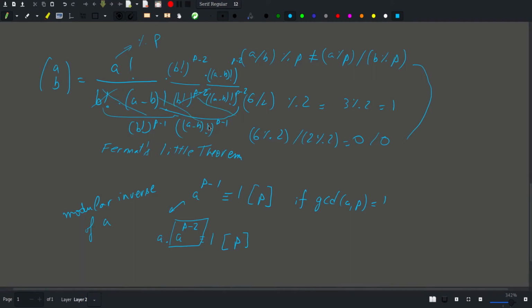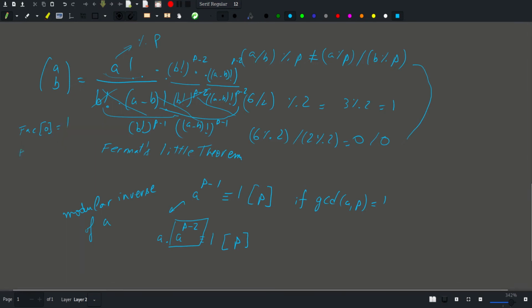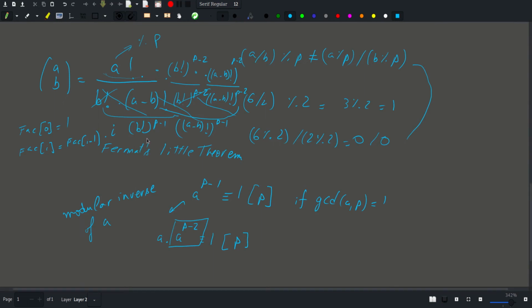So basically we just got rid of our denominator, and all we are left with is the product of these three quantities. And to calculate a factorial, we can do that recursively, so we can just store these values in an array, and we can just say that fac of 0 is equal to 1, then fac of i will be just equal to fac of i minus 1 times i.